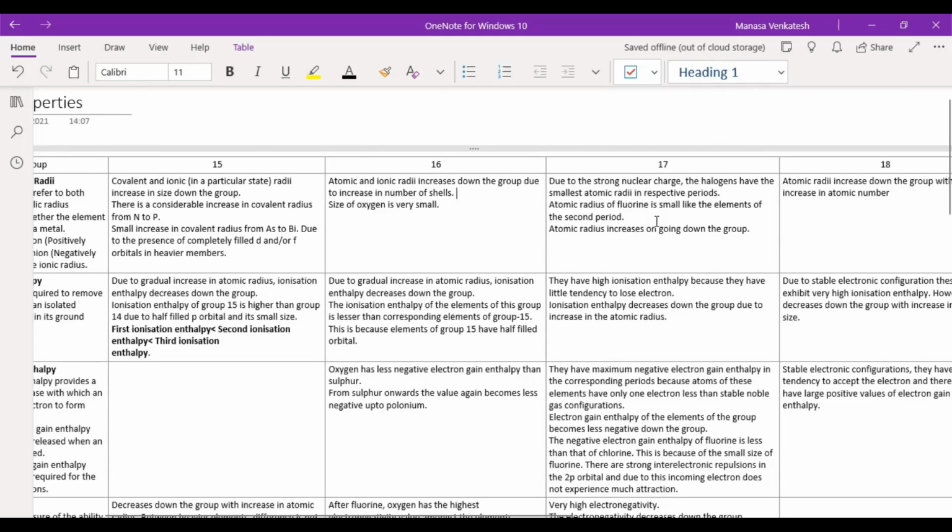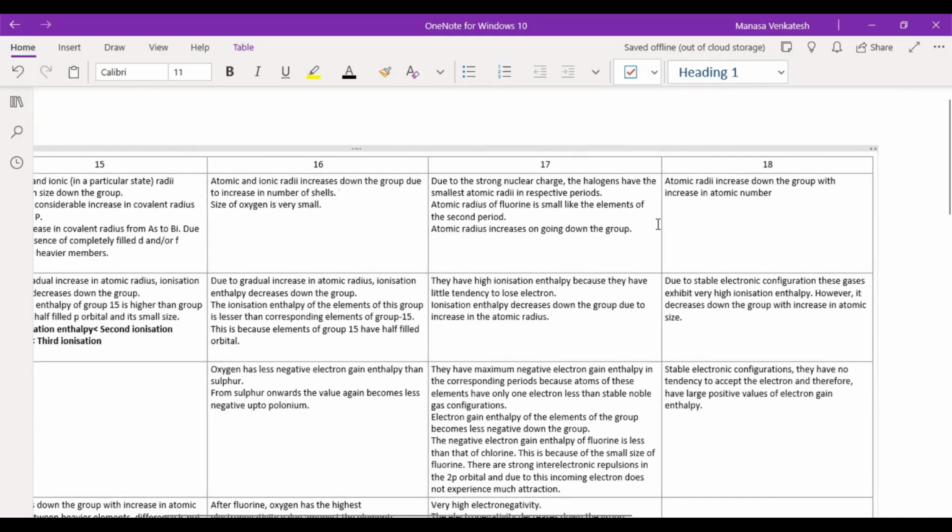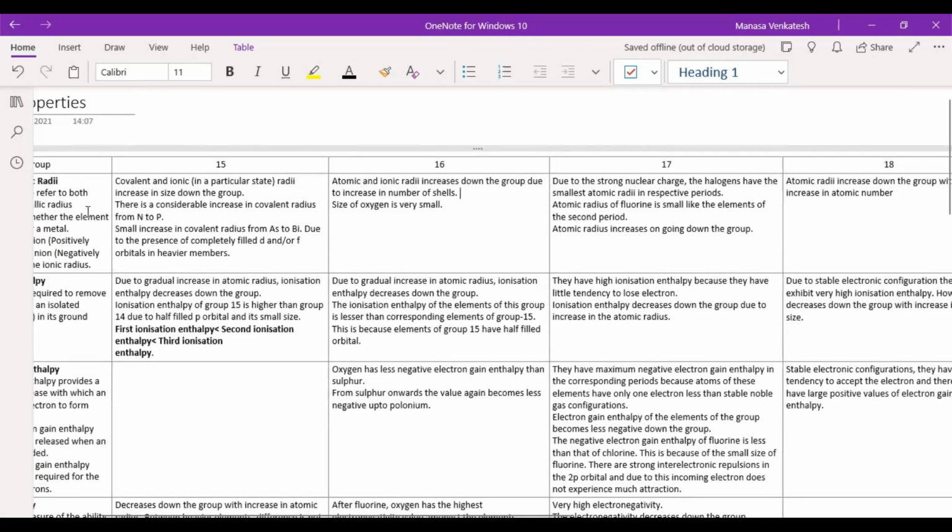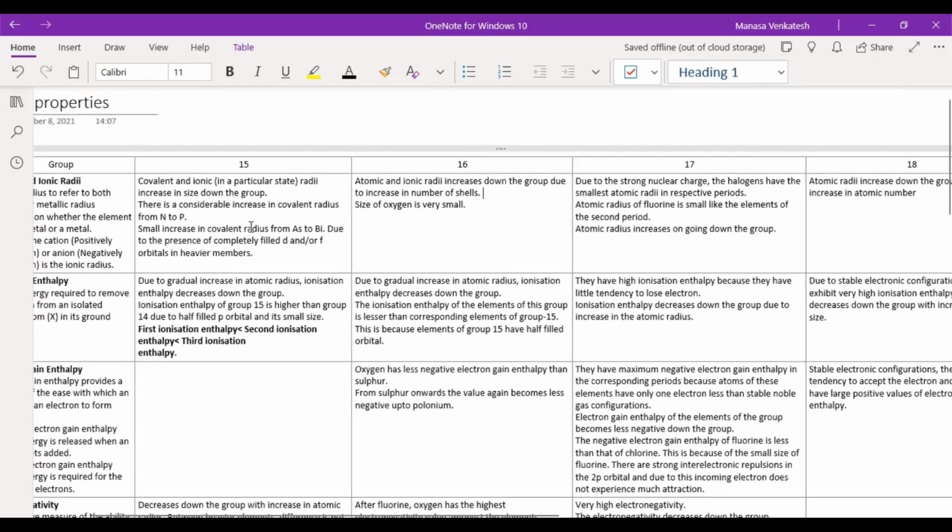And as it goes for the other groups in the periodic table, the atomic radius is going to increase on going down the group. Same thing goes for group 18 as well. So atomic radius increases on going down the group with increase in the atomic number. So notice, by learning it as a comparative idea, you do not have to individually study, okay, fine, group 15, there's an increase, group 16, there's an increase. You don't have to do that. You can just say that in all these cases, you have an increase in atomic radius on going down the group. And in case of each group, there is one specific property of its own.